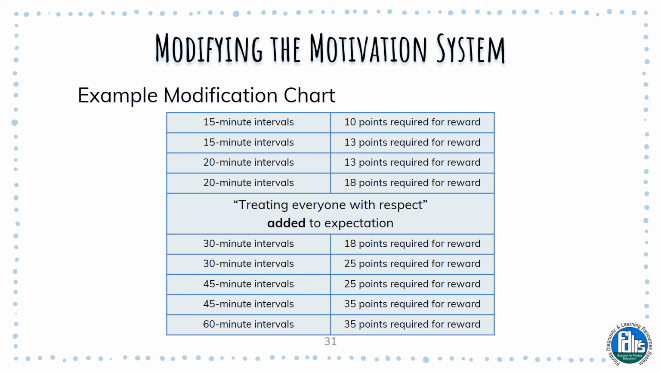So we might have, starting with 15-minute intervals, 10 points required. Then when they're successful, we're up to 20 minutes and 18 points. Then you notice here, we actually add an expectation. We added something, so treating everyone with respect. And then eventually, we're down here at 60 minutes and 35 points required. So we really changed the amount that they need in order to get the same reward.